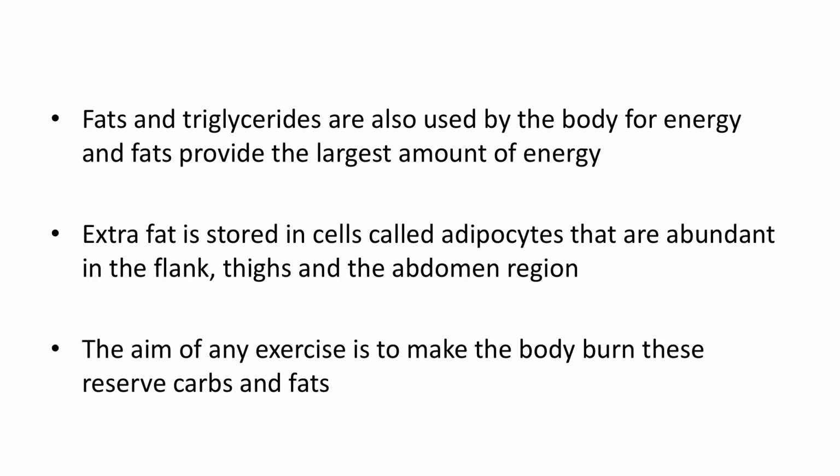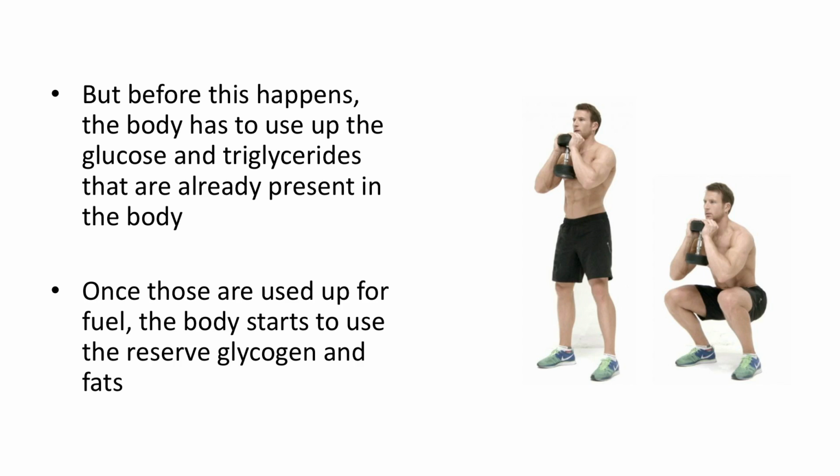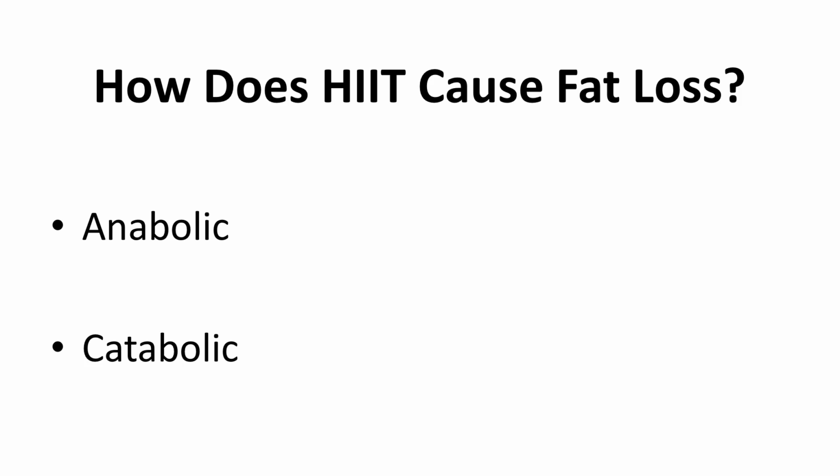The aim of any exercise is to make the body burn these reserve carbs and fats. But before this happens, the body has to use up the glucose and triglycerides that are already present in the body. Once those are used up for fuel, the body starts to use the reserve glycogen and fats. How does HIIT cause fat loss?